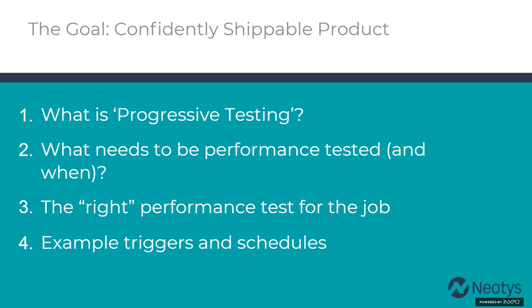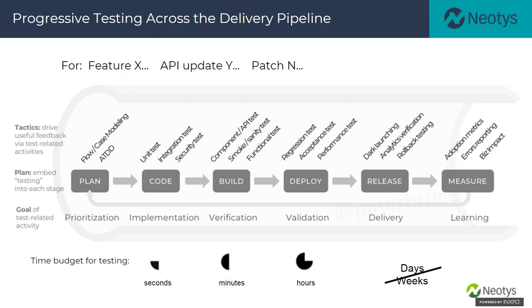This is where progressive testing comes into play. So let's talk about that for a second. What is progressive testing? Well, let's take a pipeline approach. Let's look at it from an automation perspective for a moment. Like say a feature. Now, some people look at these stages and they think waterfall.